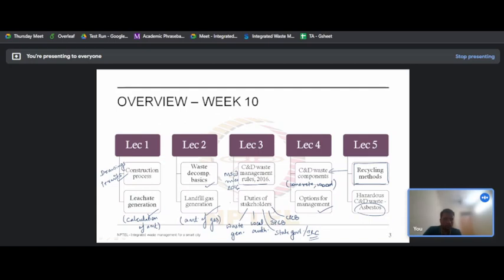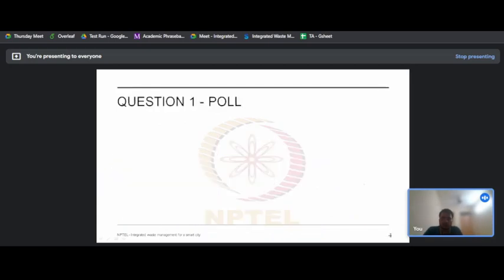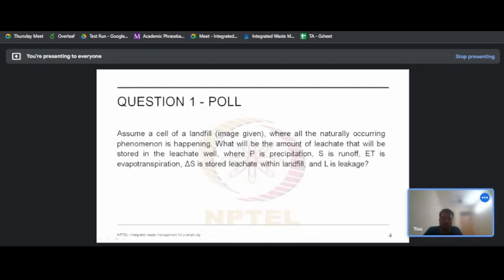So now we will move on to the first question. Question number 1. This is a poll. Assume a cell of a landfill. The image will be provided where all the naturally occurring phenomena are happening. What will be the amount of leachate that will be stored in the leachate well, where P is precipitation, S is runoff, ET is evapotranspiration, delta S is the stored leachate within the landfill, and L is the leakage.